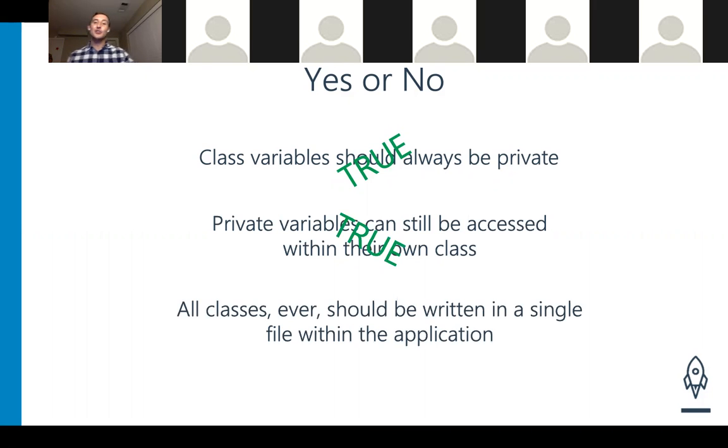All classes ever should be written in a single file within the application. Very good. False. I heard a lot of falses. It is definitely false. We should be creating classes in their own individual files. You should have one class in each individual file. One file, one class. There we go. Made it simple. That should always be it for moving forward. So making sure those class variables stay private and those classes stay within their own files.